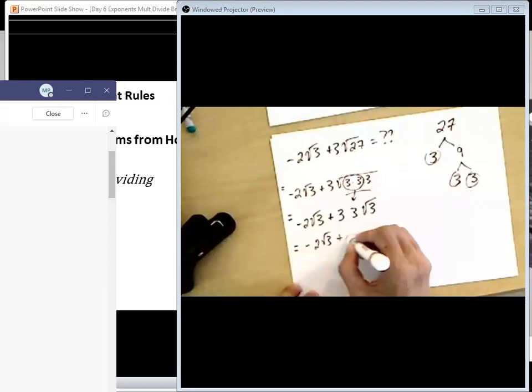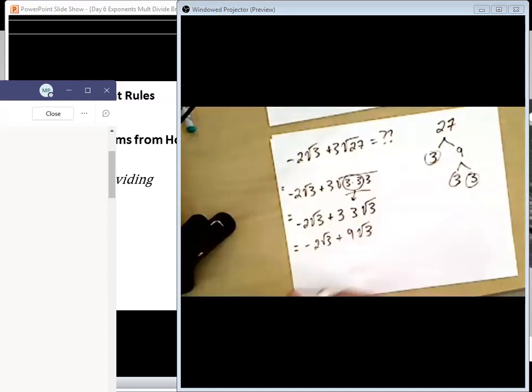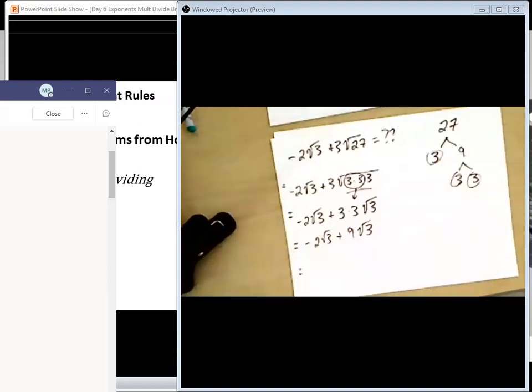2 root 3. Look at that. 3 times 3 is 9. So we get this. Final answer.